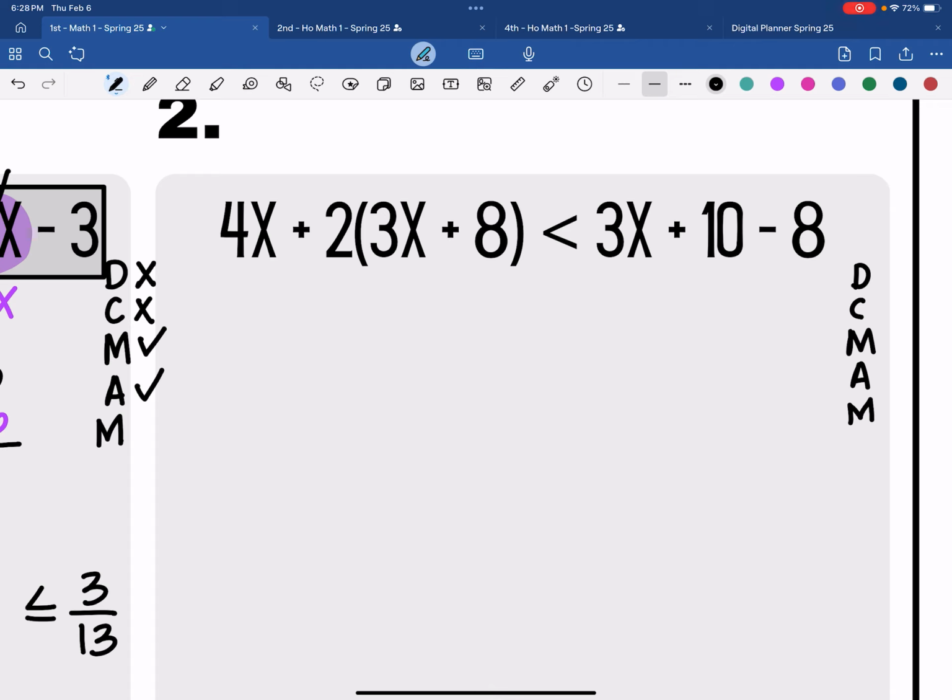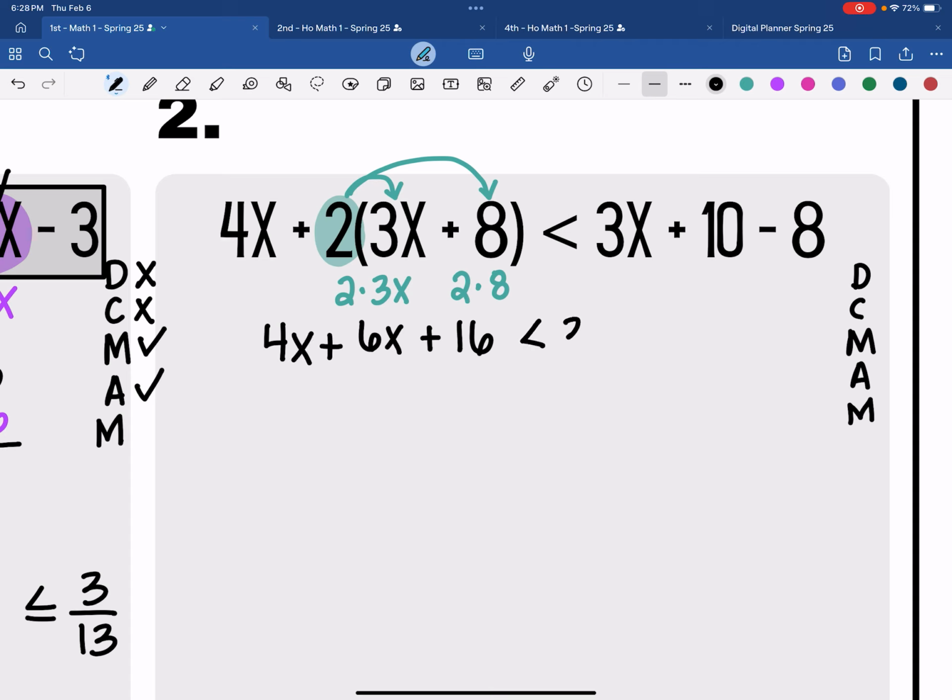All right, so I see that I do have parentheses this time, so I'm going to take this 2 and distribute that 2 to the 3x and that 2 to the 8. So we're going to say 2 times 3x, and then 2 times 8. That's going to give me 6x plus 16, and I'm going to bring down my 4x is less than 3x plus 10 minus 8.